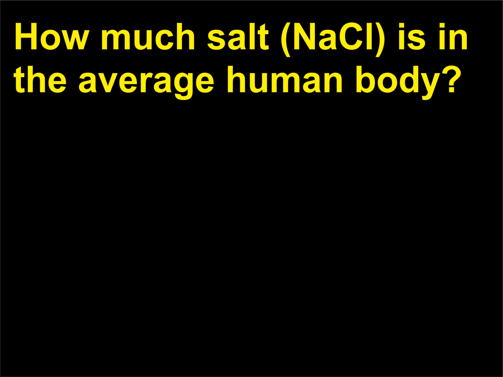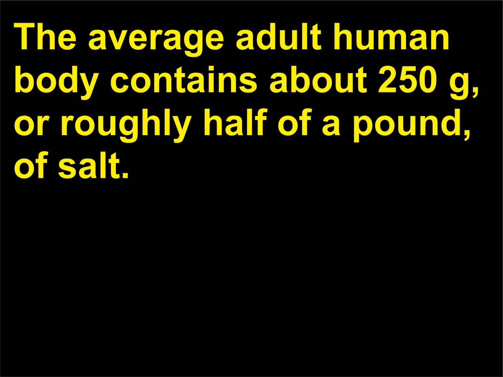How much salt, NaCl, is in the average human body? The average adult human body contains about 250 g, or roughly half of a pound, of salt.